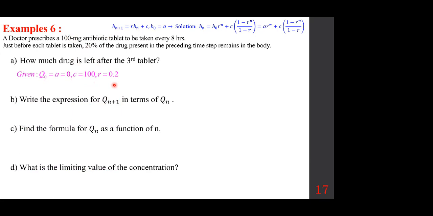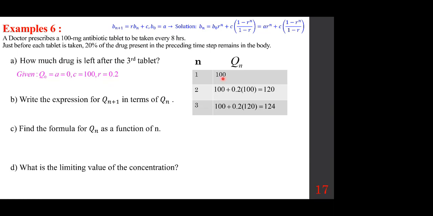So if I want to write this, I need to come up with a table. The first dose is 100. After the second one, 20% of 100, which is 20, is left, plus 100 makes it 120, and it moves on. 20% of 100 gives you 20 plus 100. Now you put the 120 here. 20% of 120 is 24, everybody, and you add it to 100. So I hope you see how we arrive at it.